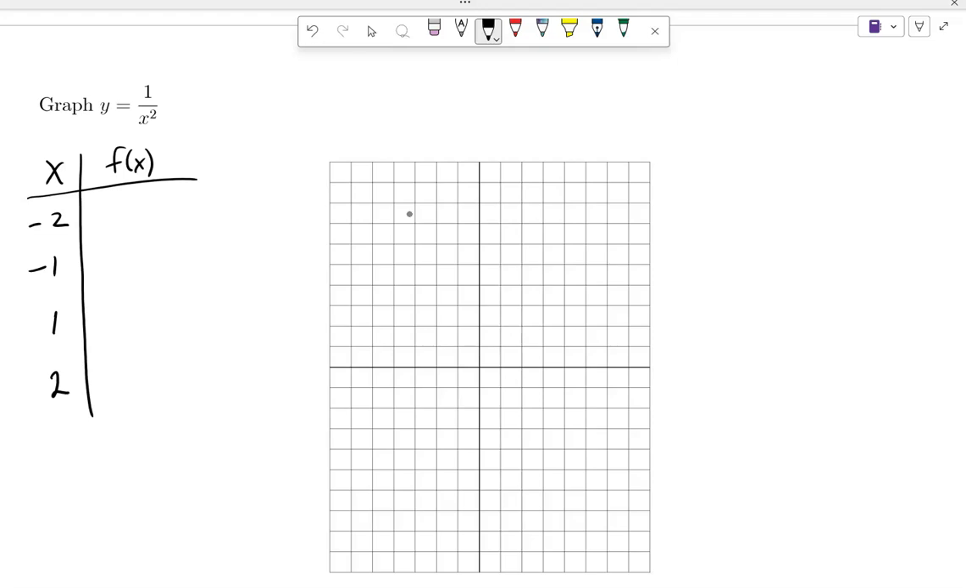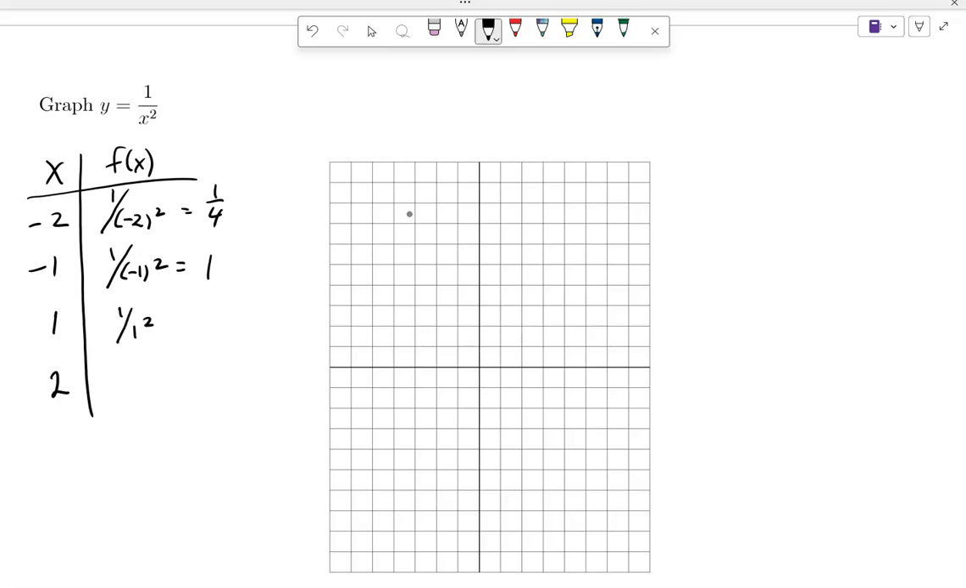We might want to plug in some more than this, but let's just start here. This says to do 1 over -2 and square it, right? What do you end up with when you do that? Good. 1 over 4? Yep, I agree. The next one is 1 divided by -1 and square it, which will give me just a 1, right?